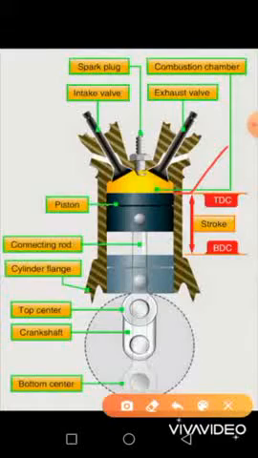And next one is BDC. BDC means bottom dead center. Like TDC, the piston can move downward direction up to BDC. That means BDC is the point of engine cylinder up to which the piston can travel. You can see in the figure this is the BDC point.